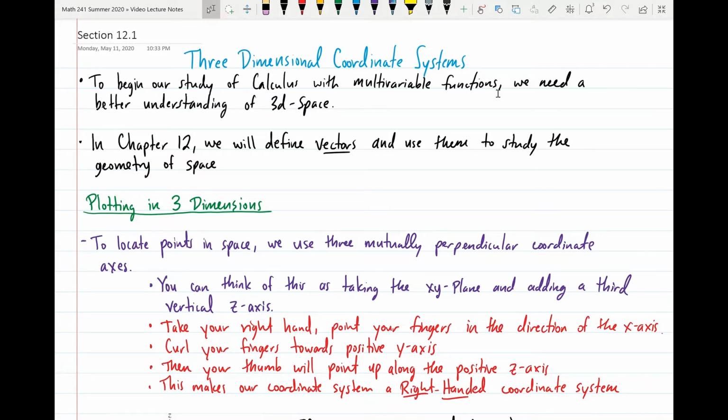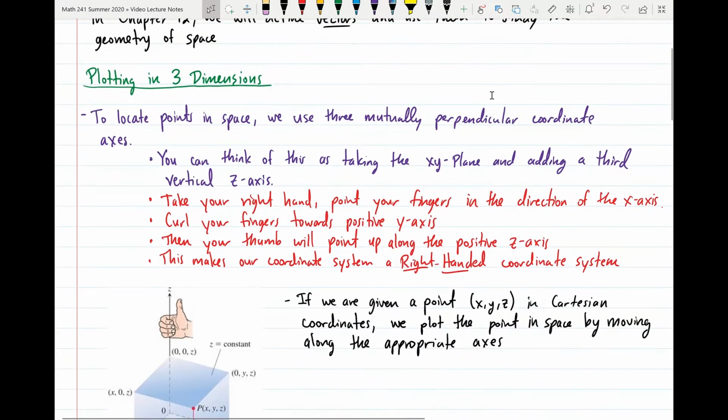So in chapter 12, we're going to define the idea of a vector and then vector operations as well, and we're going to use them to study the geometry of space. For those of you who have already taken physics courses, vectors should be quite familiar to you, and at least a good portion of this chapter might be review. So without further ado, let's move on to plotting in three-dimensional space.